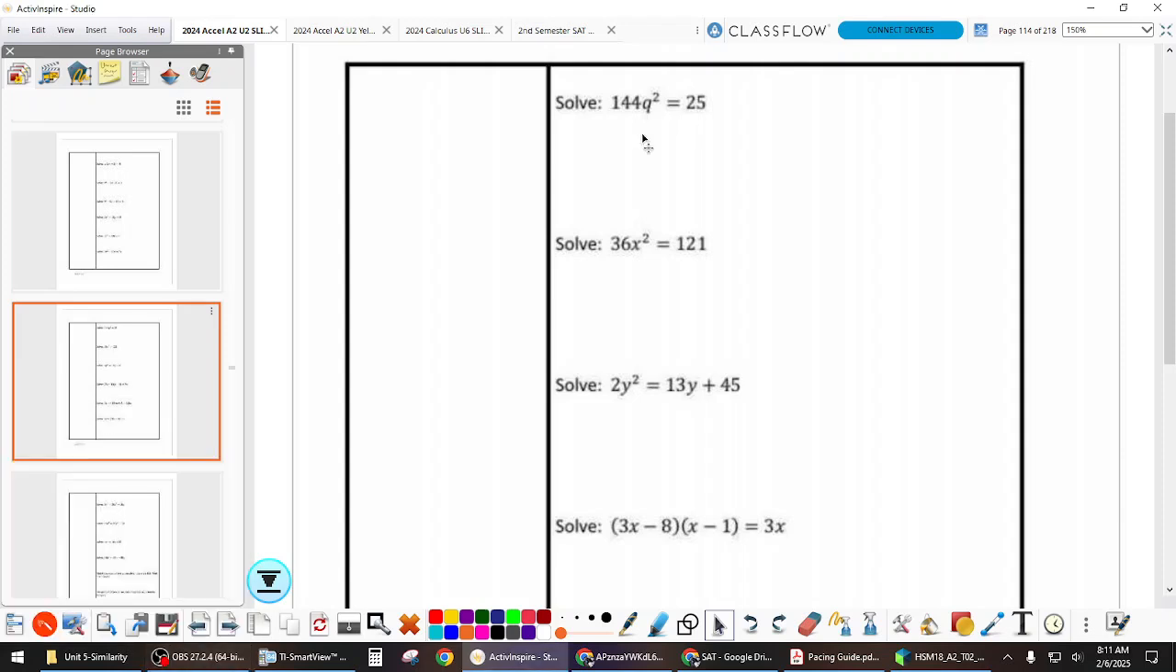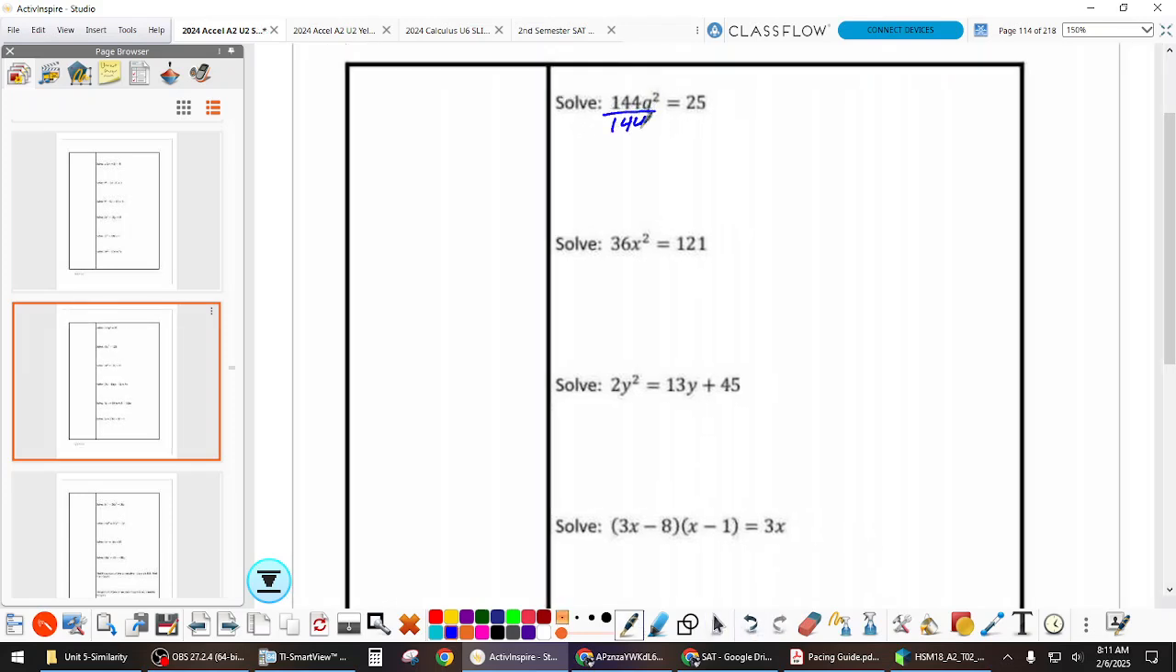Guys, on these, sometimes people get messed up because you kind of get locked in on star, and you need to be flexible in how you solve. So what's the best way to do that first one? We divided by 144 and squared.